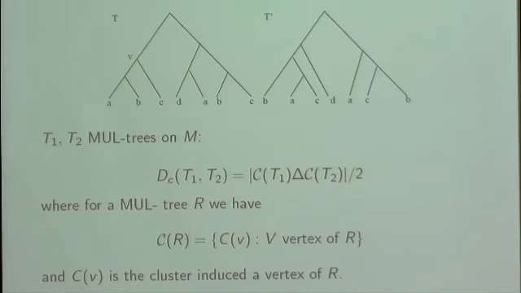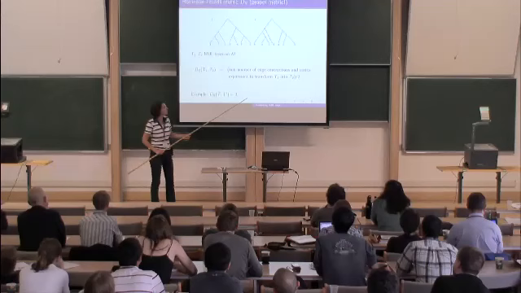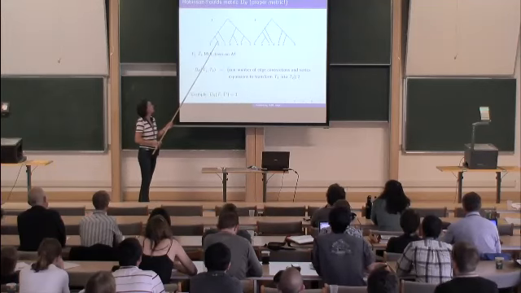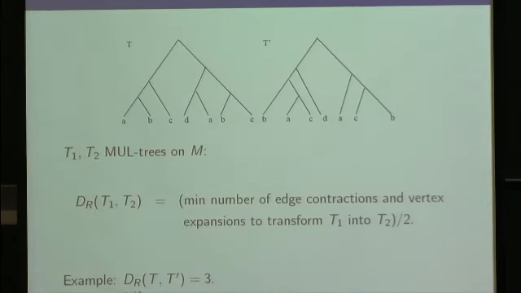Now, for phylogenetic trees, the cluster metric coincides with the Robinson-Foulds metric. And that's defined as follows: for any two trees, take this tree and that one again, which are the same as the ones we had before, then the Robinson-Foulds distance is just the minimum number of edge contractions and vertex expansions to transform this tree, in my example, into that one. And in this case, my Robinson-Foulds distance is 3. So we have already seen two metrics. What other metrics, or distances, are out there?